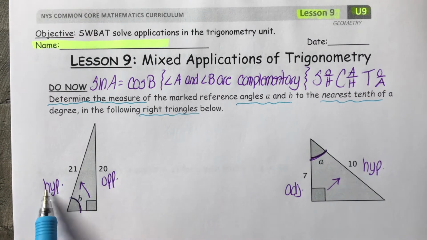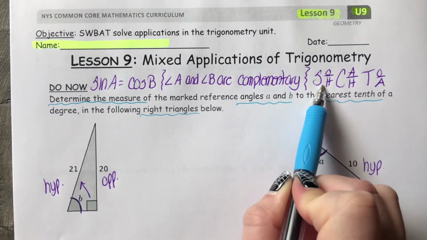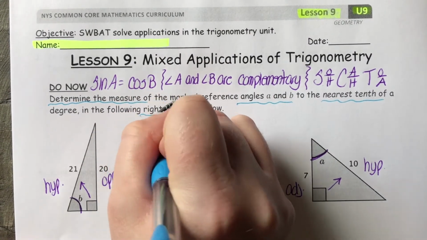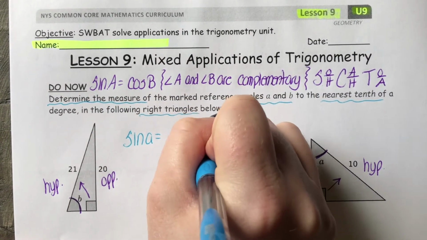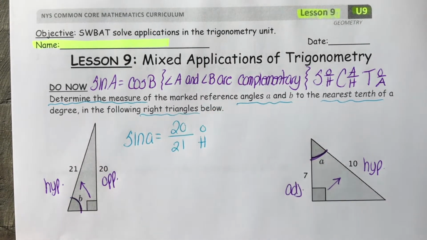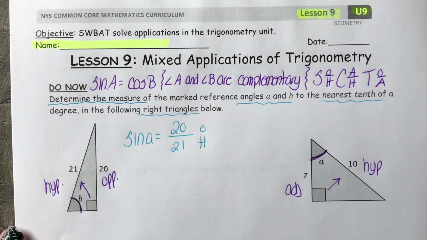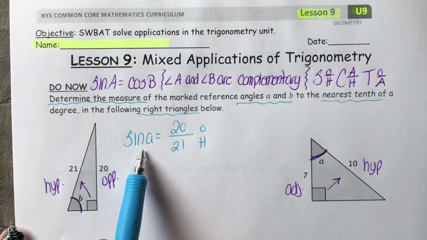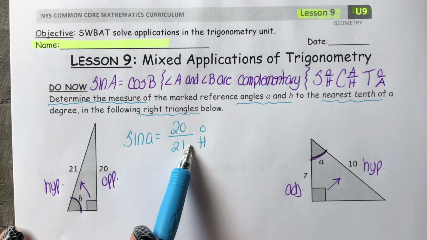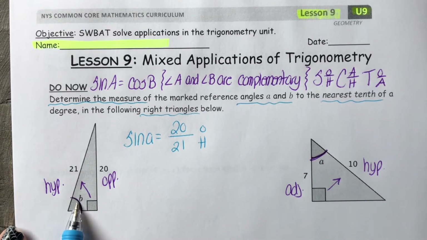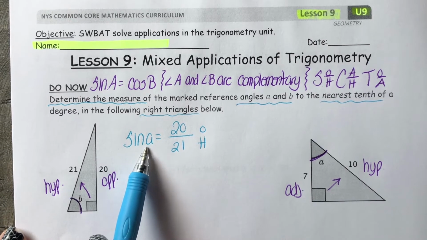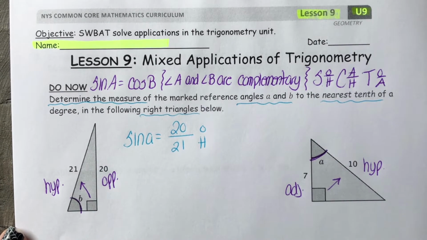If I'm using opposite and hypotenuse, that's going to be the sine function. So here I go. If I'm finding sine of angle A, I know that sine is opposite over hypotenuse. The opposite side is 20, the hypotenuse is 21. Now this is a little different. I know that usually we try to make this into a fraction, so we have a proportion, but that's when I know what the reference angle is. Here I don't know what it is. So when I don't know, this is going to be that second sine function.